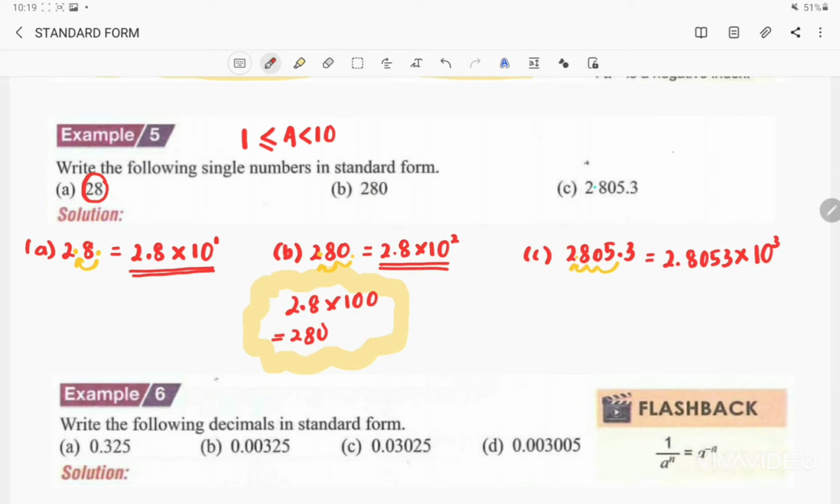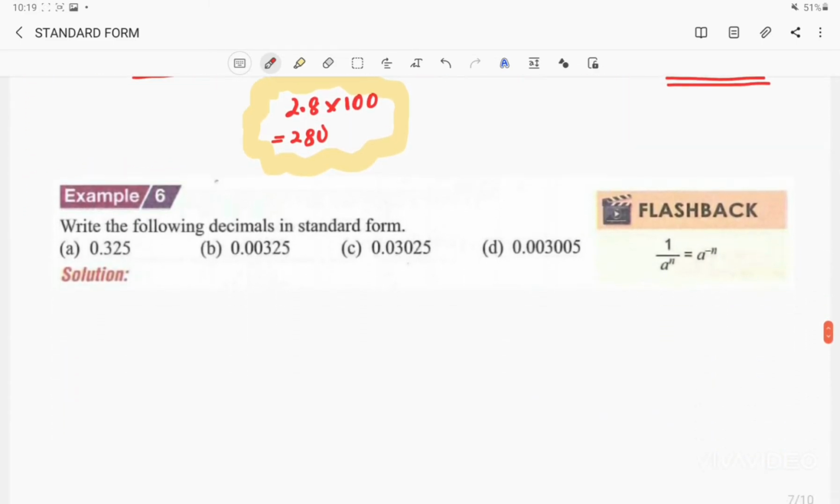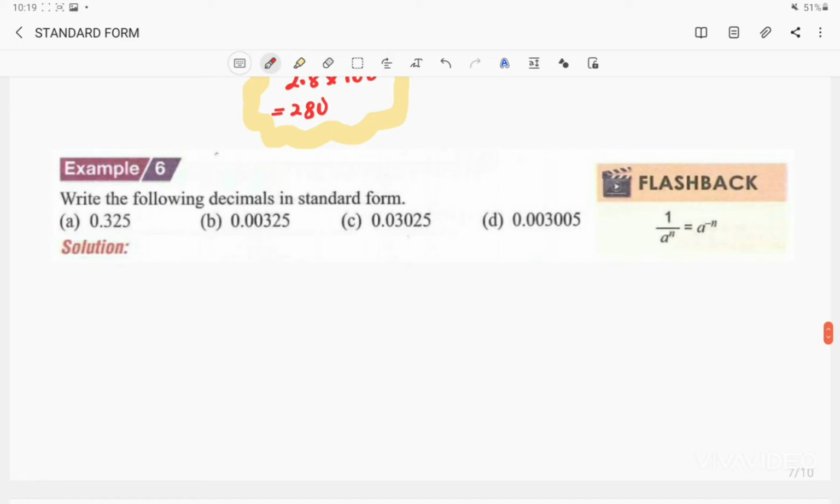Okay, alright, so that's one. Okay, ini caranya macam mana kita nak write single number in standard form. Now look at example 6. This one involve number that less than 1. Okay, ini number yang involve decimal, yang mana less than 1.